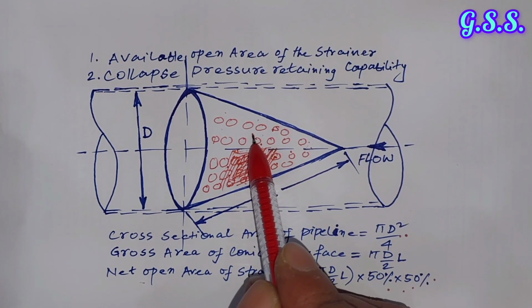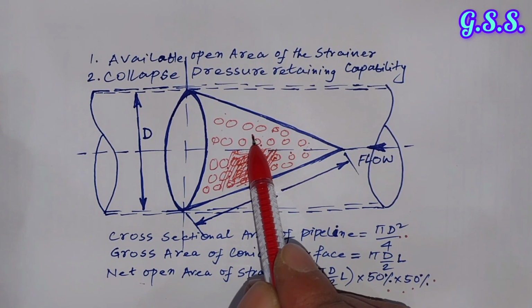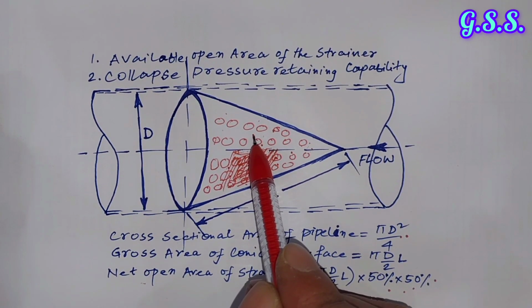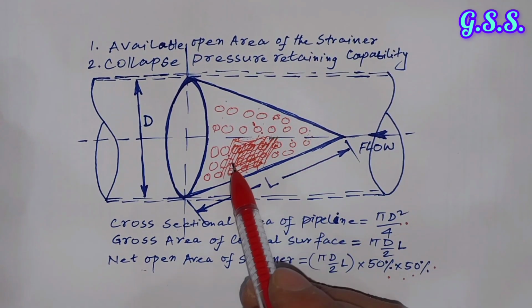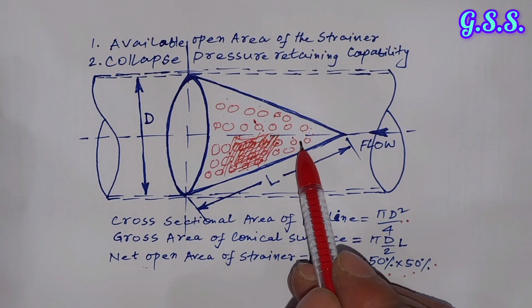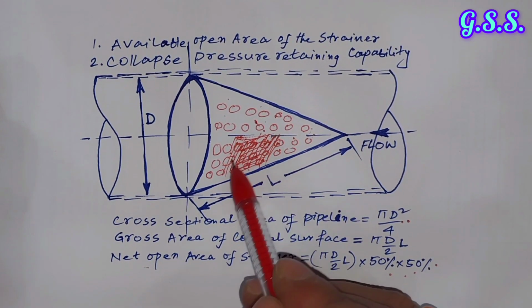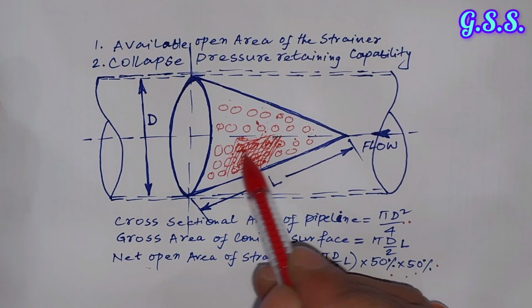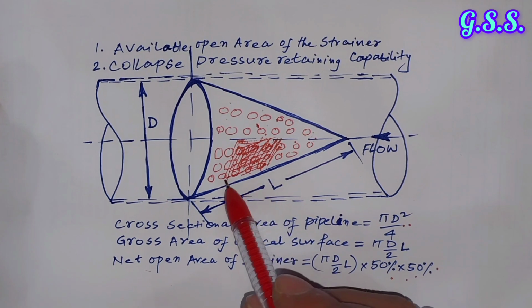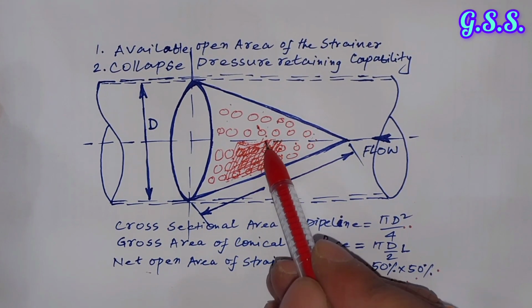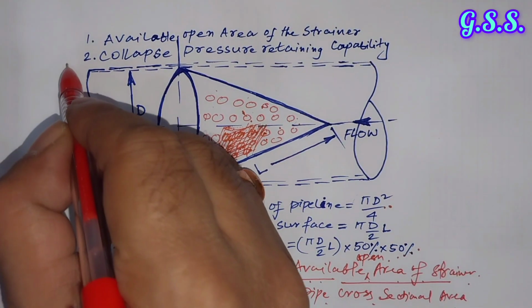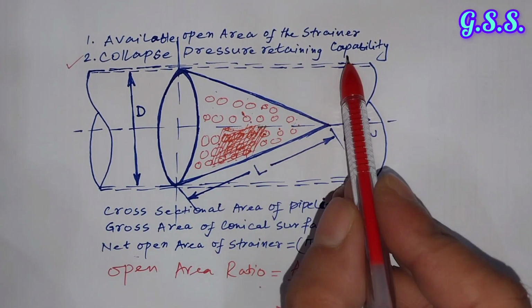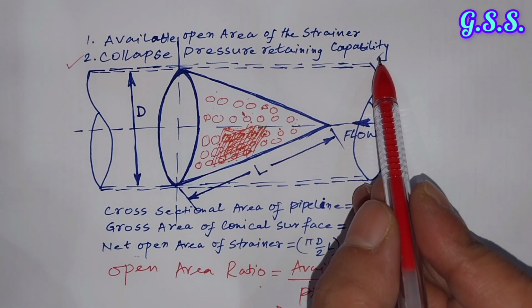It is not more than 2 millimeter or 3 millimeter, because it will be difficult to make the perforation on more thick SS plate. And this wire mesh can be of 20 mesh, 40 mesh or 100 mesh according to filtration requirement. Now coming to second point, collapse pressure retaining capability.